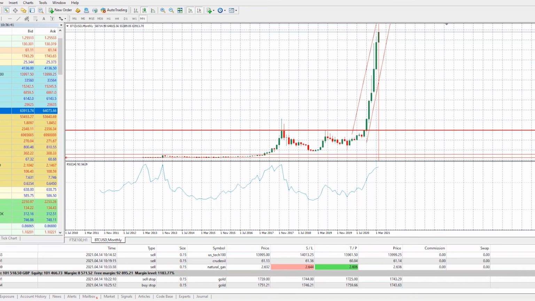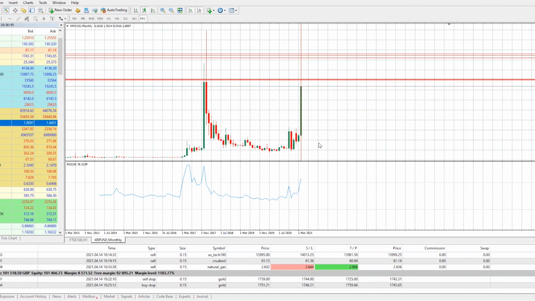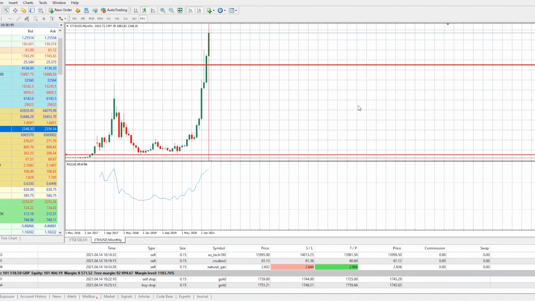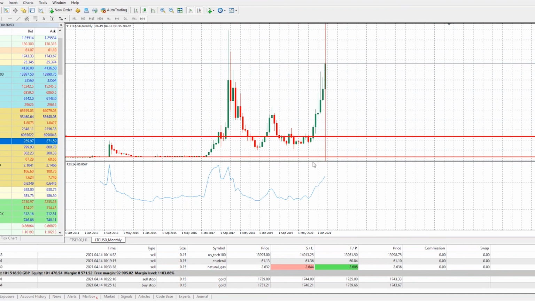And we can look at some of these other instruments. Ripple, look at the rapid climb it just did. Ethereum, rapid climb. Litecoin, rapid climb. Okay, all these cryptos look the same. So you might wait for pullbacks if you're bullish, or if you think it's time to short some of these, you might do that as well.